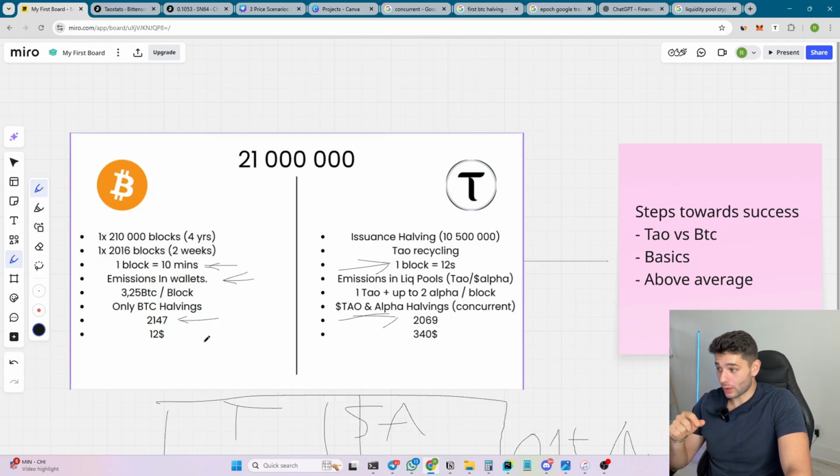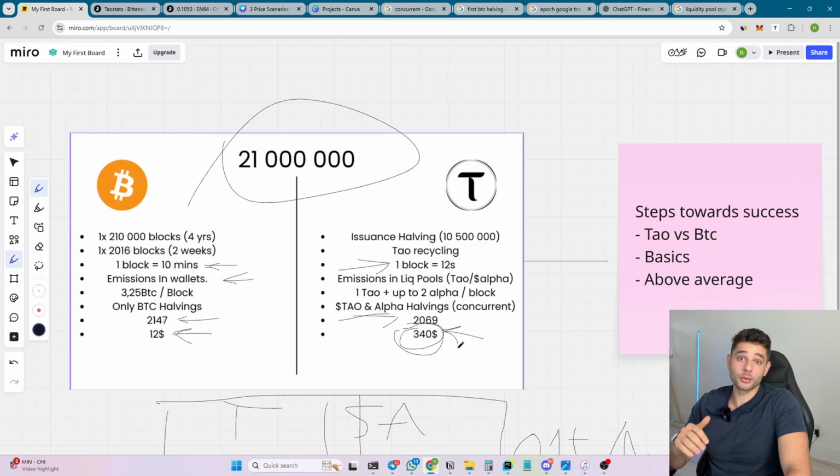And mind you guys, right now, Tao is $340. During the first halving of Bitcoin, the price was 12 bucks. The internet wasn't as big, but you can see how information moves quickly nowadays. We have the same amount of tokens, 21 million, but we're already at 340 bucks.